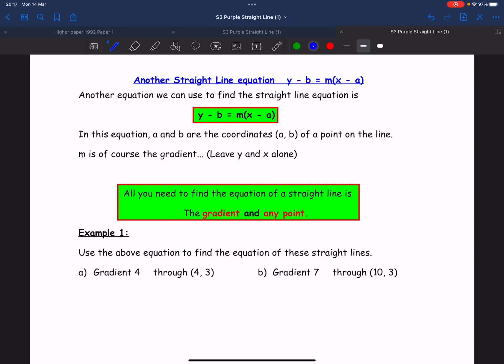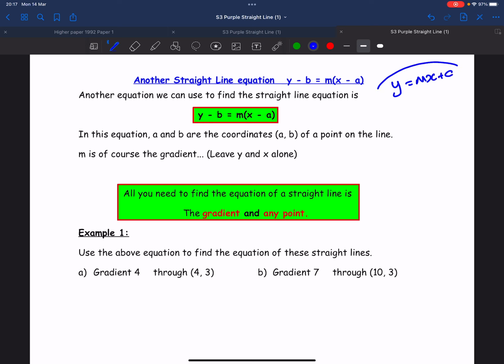Hi folks. So previously we have seen how to find the equation of a straight line when we know the gradient and when we know the y-intercept, i.e. where it cuts through the y-axis. And that allows us to sub it into that format of y is equal to mx plus c.